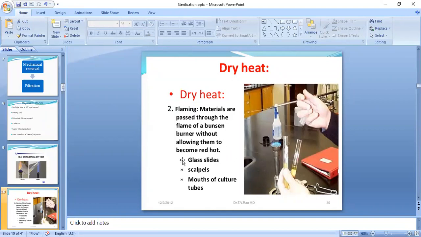And usually the articles or objects sterilized by this method, by flaming, are glass slides, scalpels, and the mouth of culture bottles, the culture tubes or culture bottles. They undergo the process of sterilization, that is flaming.